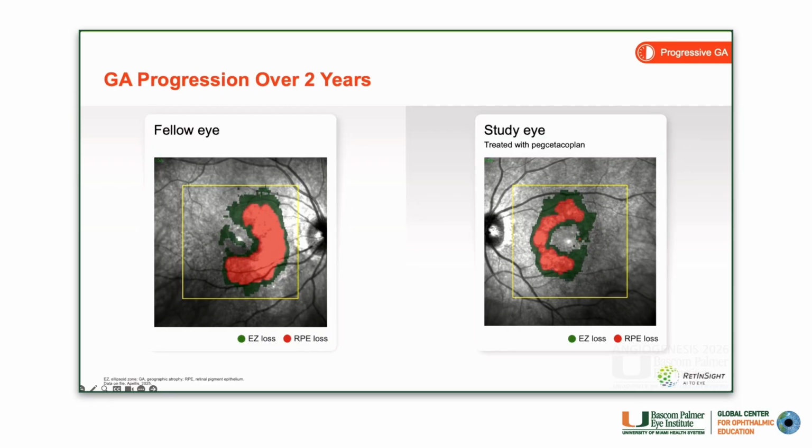We've learned in recent years that the fellow eye can also be a very clinically relevant measure of progression. In these side-by-side videos, the one on the right, the eye treated with pegcetacoplan, shows less EZ and RPE loss, and the fovea stays protected longer, compared to the untreated fellow eye, which is on screen left.